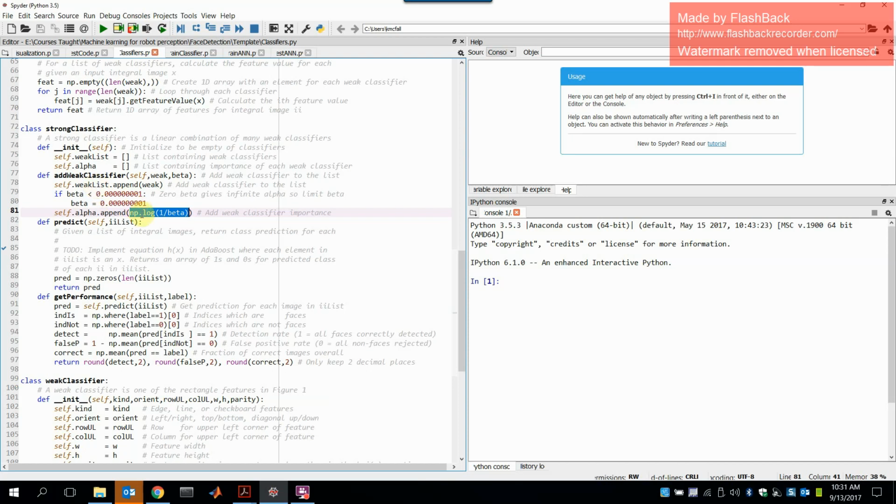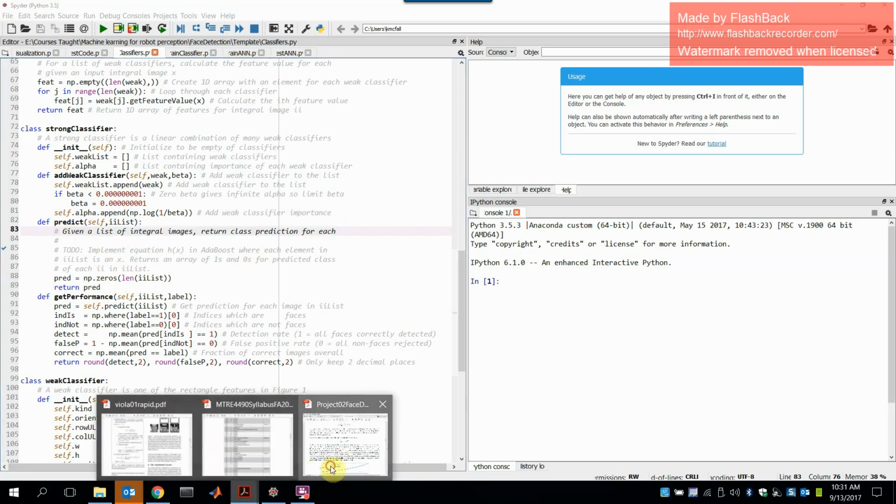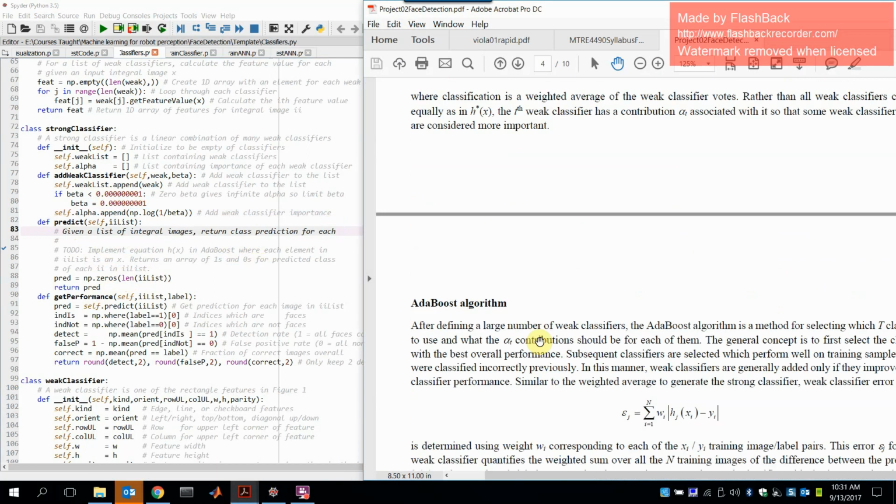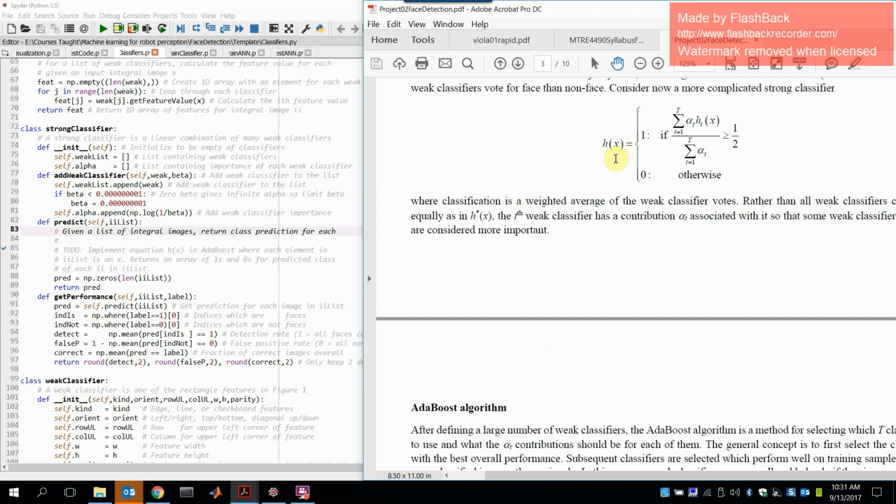Then what you do have to implement here is, you're given a list of integral images, and it's going to return the class for each of them. What you need to do in here relates to this equation up here. You have a list of T weak classifiers, big T. You have what those classifiers are, the actual weak classifiers, a list of them, and you have the alpha values.